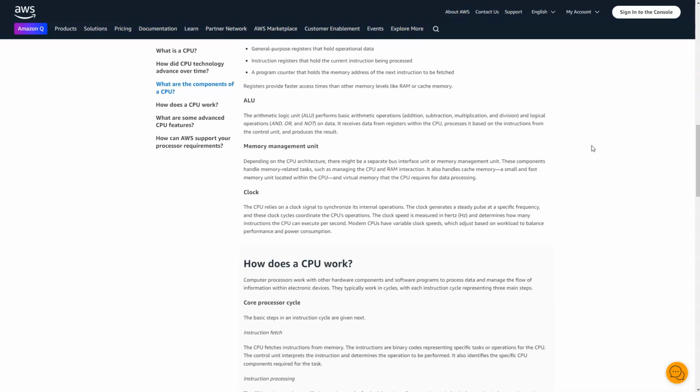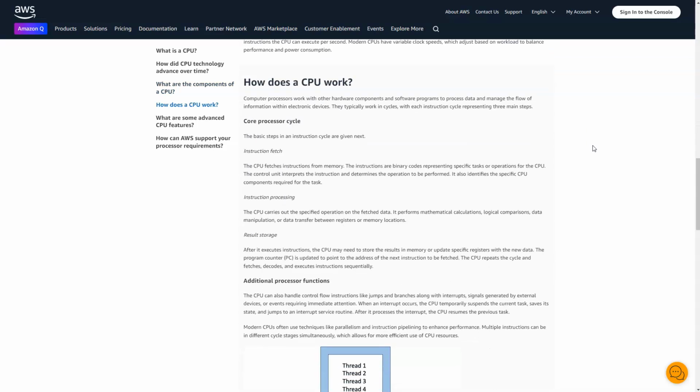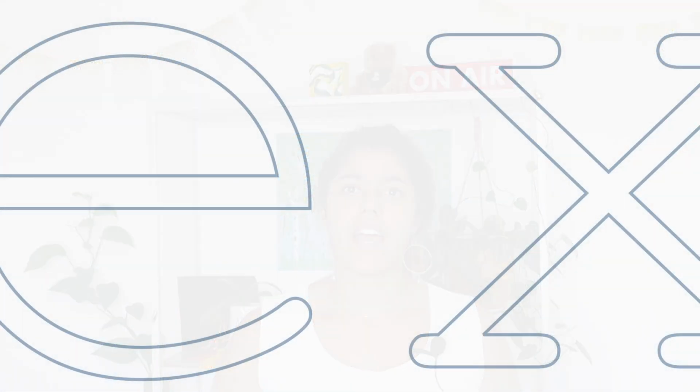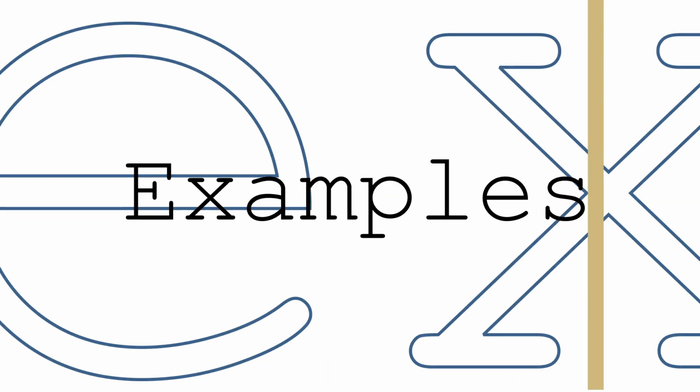AWS's technical description of a CPU builds from that parenthetical into the sentence into the expanded definition, which they actually use as the introduction for a larger technical description on that component. Now, after your definition handles what is the thing in your description, just explain what it does and how it works. So let's check out some examples.